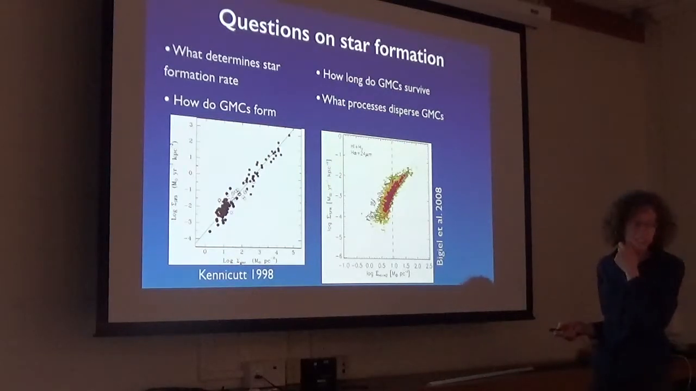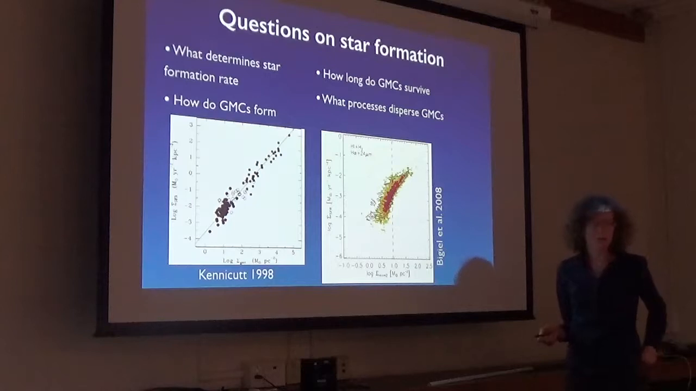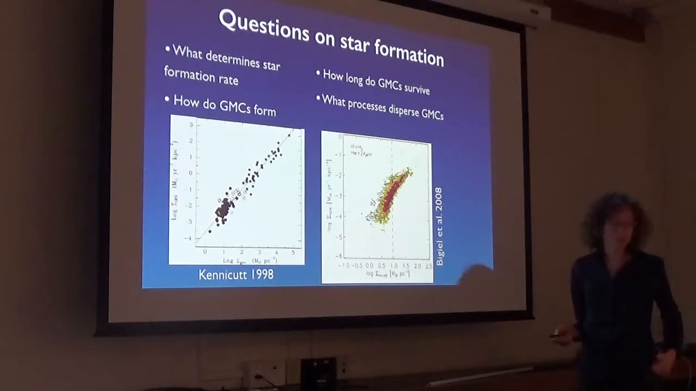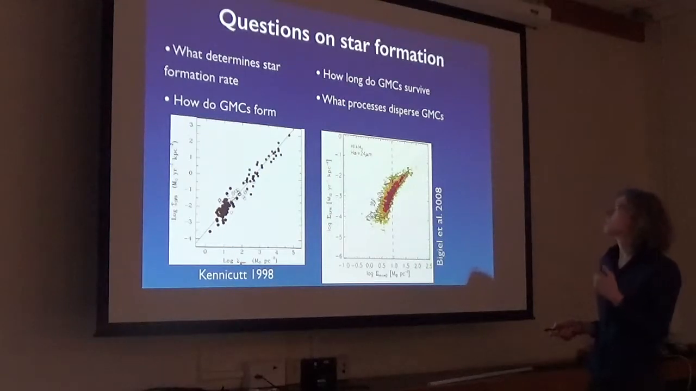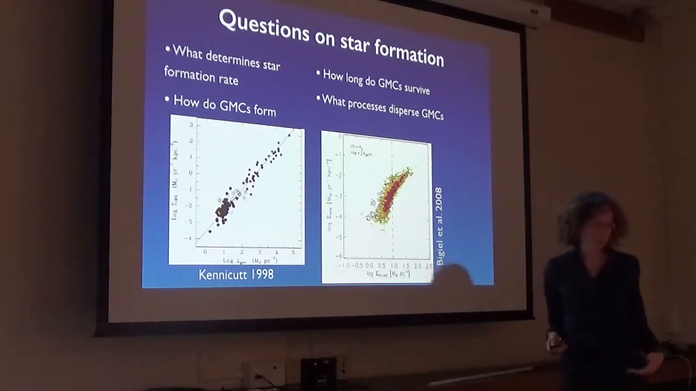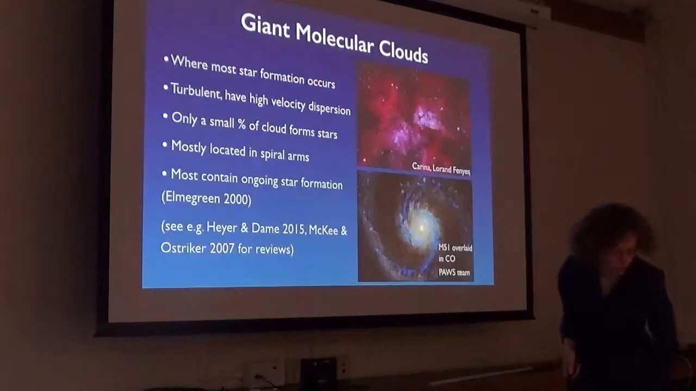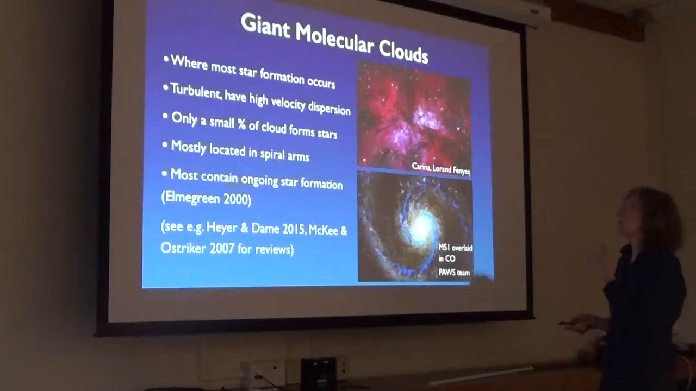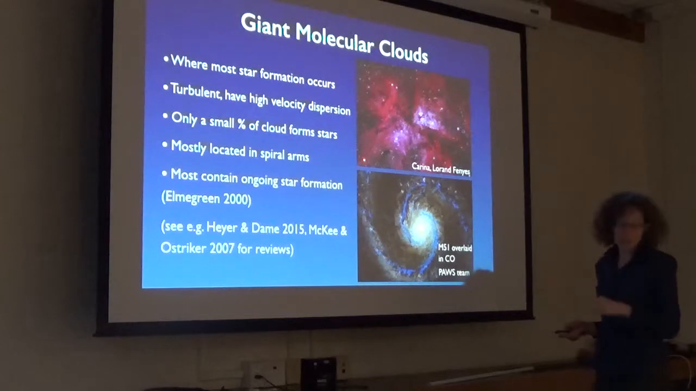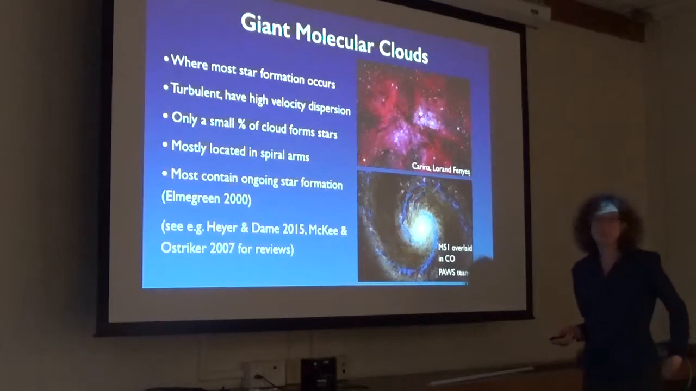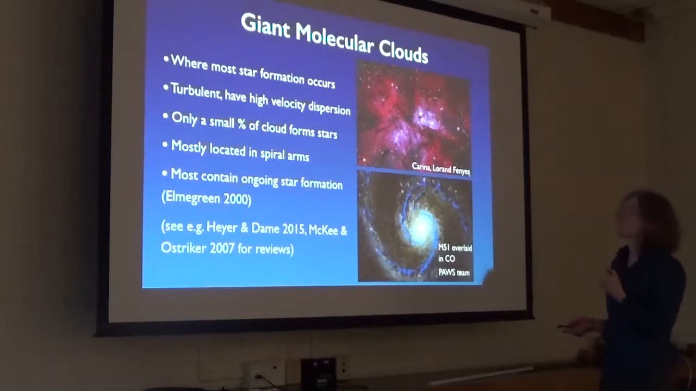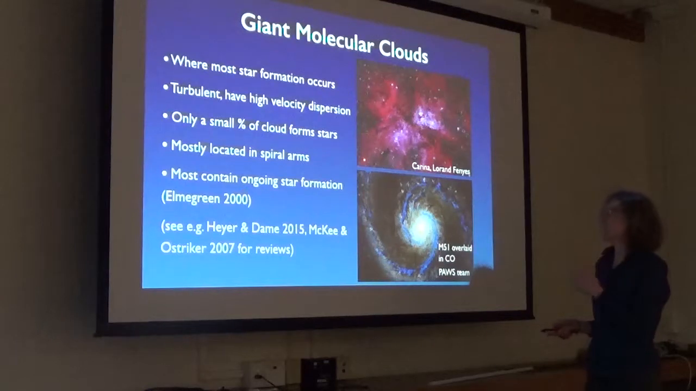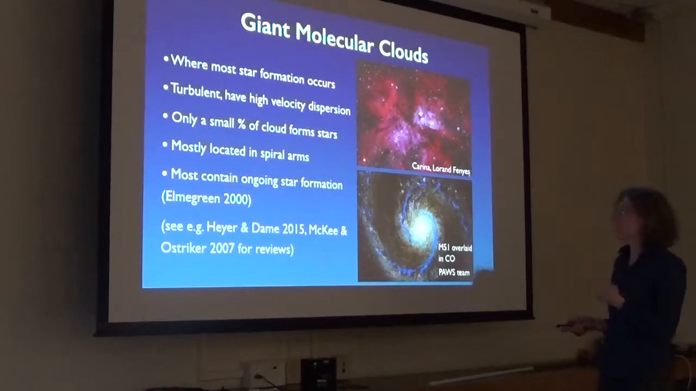Much of my work focuses on how GMCs form. I'm going to be talking a bit about how long they survive, and also a question is what processes disperse GMCs, what gets rid of the gas and just leaves a cluster. I'm sure many of you already know all this, but in case there are people that work in different areas, giant molecular clouds are where most star formation occurs. They're observed to have high velocity dispersion, suggesting they're turbulent. Only a very small fraction of the cloud actually forms stars, and most appear to contain ongoing star formation.